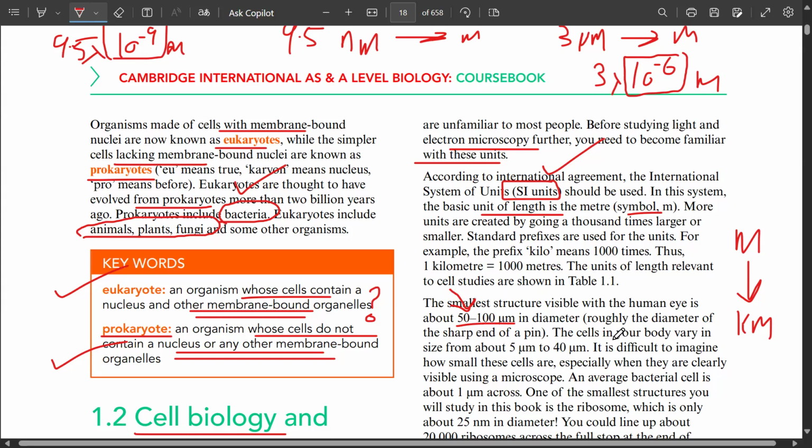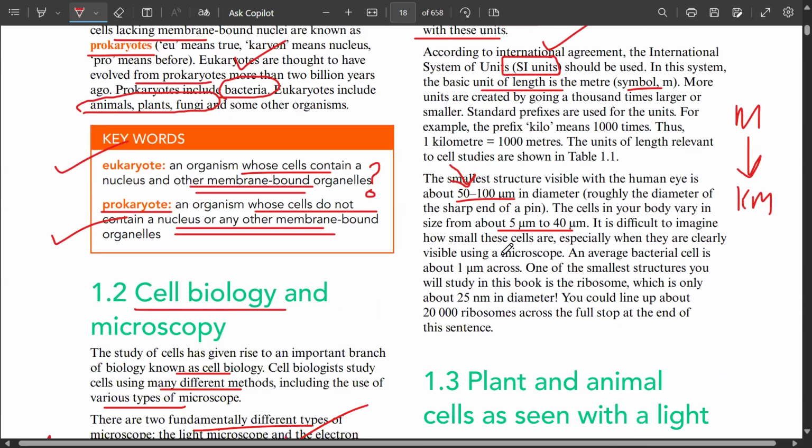So the cells in your body vary in size from about 5 micrometer to 40 micrometer, and it is difficult to imagine how small these cells are, especially when they are clearly visible using a microscope. An average bacterial cell is about 1 micrometer across, and one of the smallest structures you will study in this book is the ribosome. Tomorrow we'll be studying two types as well, 70S ribosomes and 80S ribosomes.